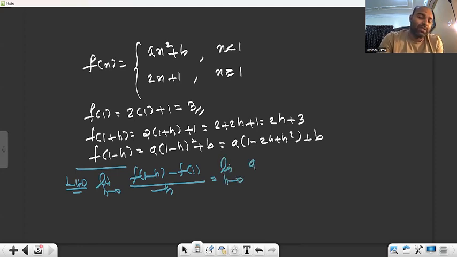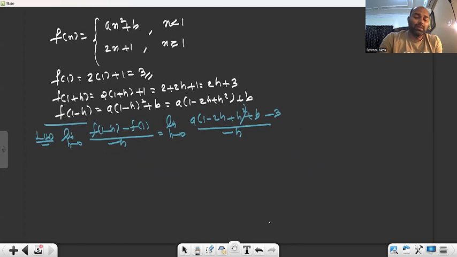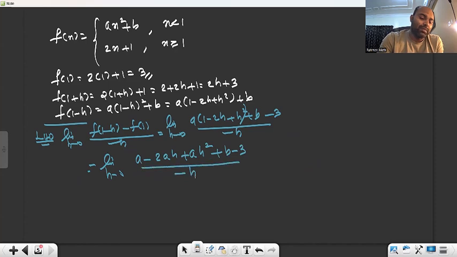Limit h tending to 0. 1 minus h means what? First function. a minus 2ah plus ah square plus b minus 3, nothing will be eliminated, I think, all divided by minus h. Anyway, you have to open the bracket.